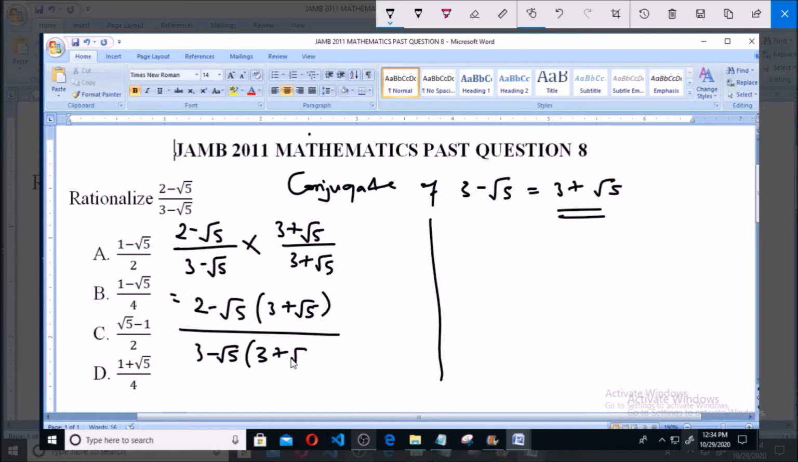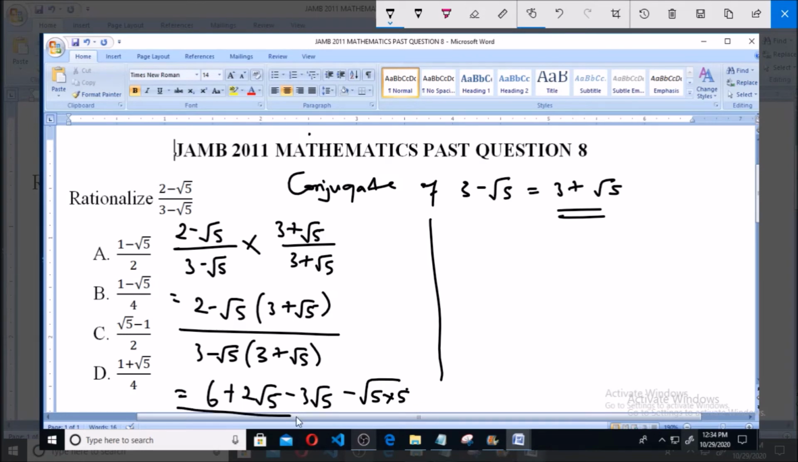Now this is equal to 2 multiplied by 3 will give us 6. 2 multiplied by root 5 will give us what? Plus 2 root 5. Minus 5 multiplied by 3 will give us minus 3 root 5. And minus 5 multiplied by plus root 5, that will give us what? Minus root 5 times 5, all over.